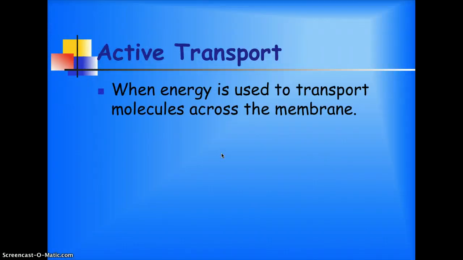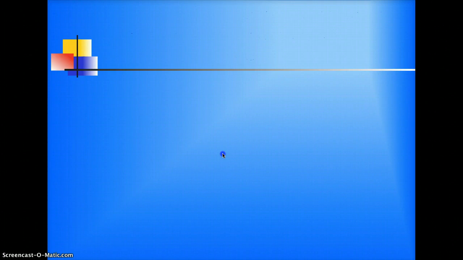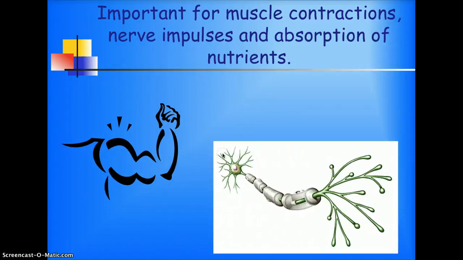In active transport, we need energy. Think of active as needing energy. That's energy being used to transport the molecules across the membrane. And most often, this occurs when the electronic charge is opposite of what it needs to be to move freely across. It involves the use of carrier proteins that act as pumps using energy to pull things across. The most important and famous of those pumps is the sodium-potassium pump that fuels nerves and nerve impulses, muscle contractions, and the absorption of nutrients.